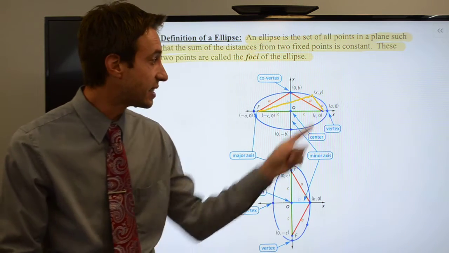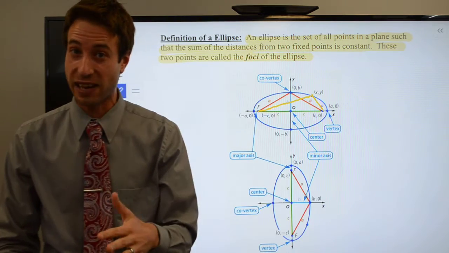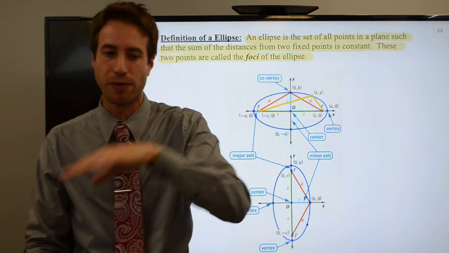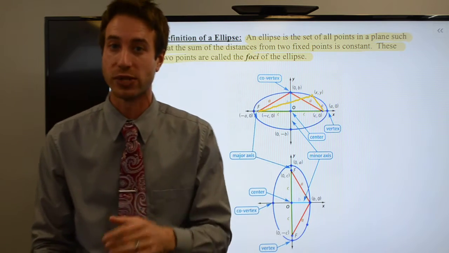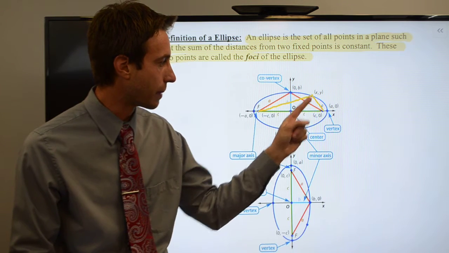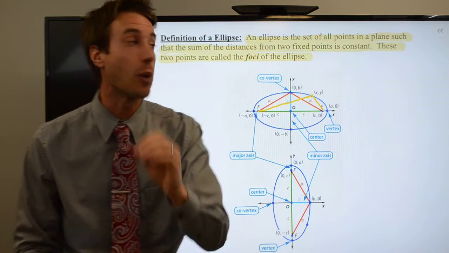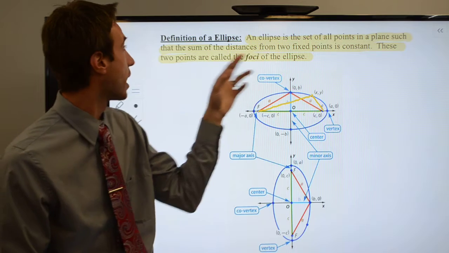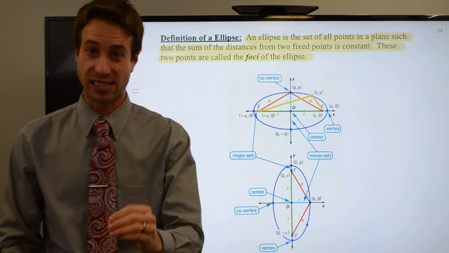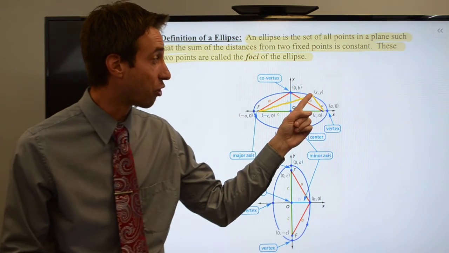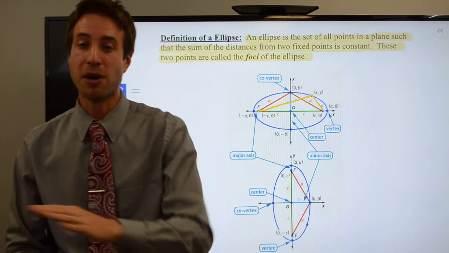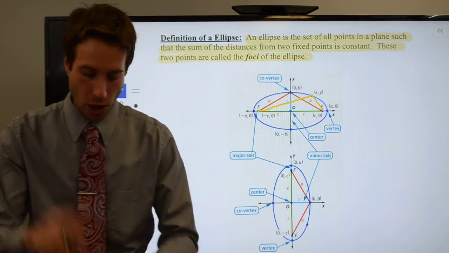Now, those distances are definitely different, but it's not like parabolas where it's the same from the foci to the point and the point to the directrix. That's not what we're saying. What this is saying is you take the distance from one foci to the point and the other foci to the point, and you add them together. We sum the two distances, from here to here plus here to here, and that sum will be the same for any point on the ellipse.